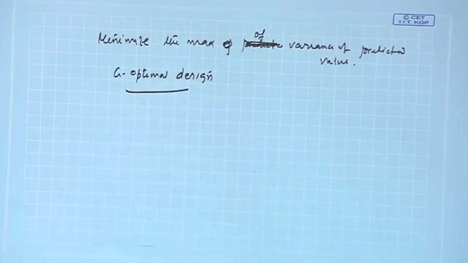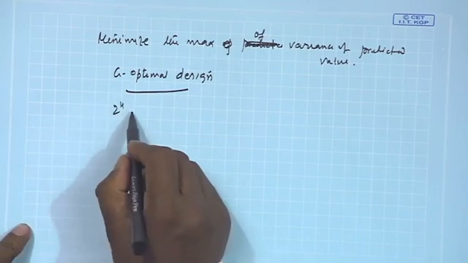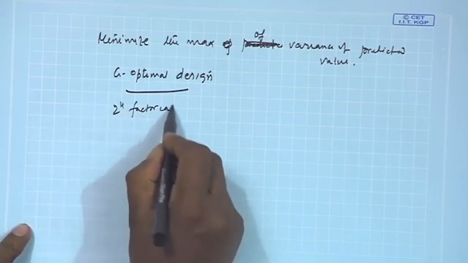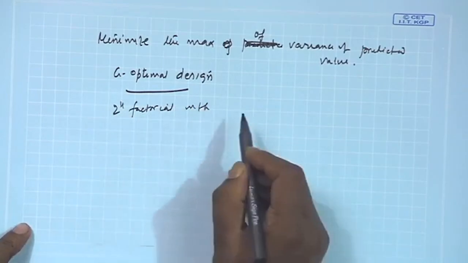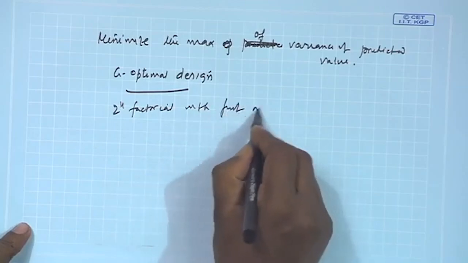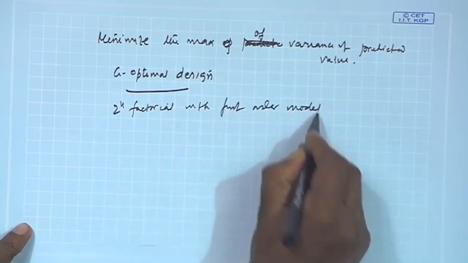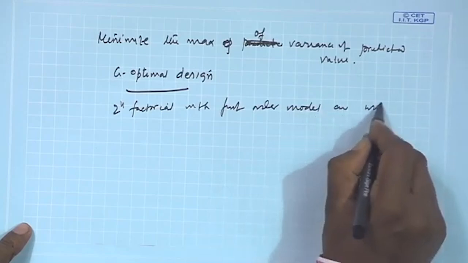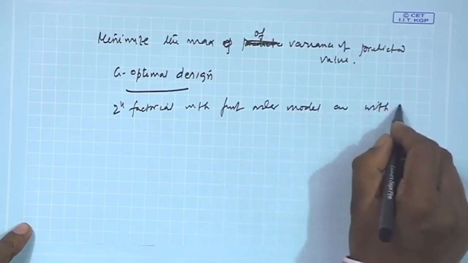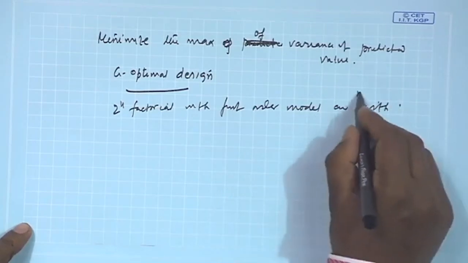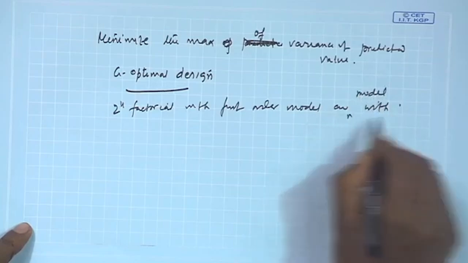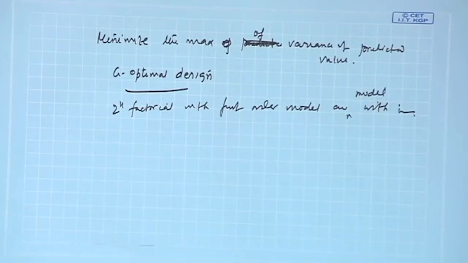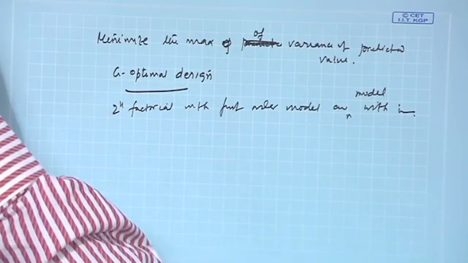Okay. The 2 to the power k factorial design is G optimal, with the first order model and with the first order model with interaction. So this is the second optimality issue here.